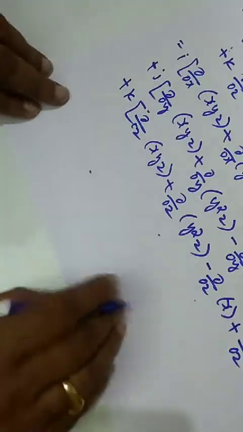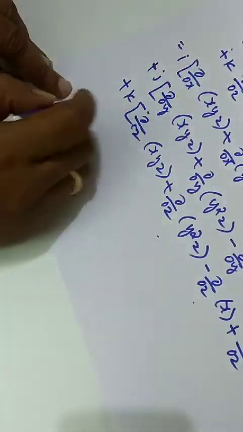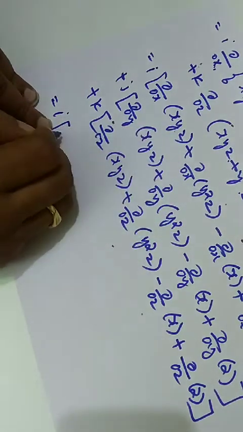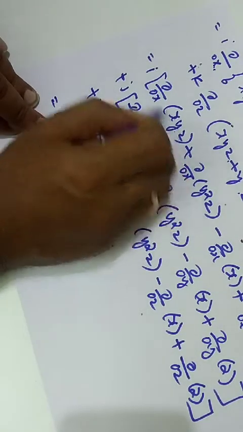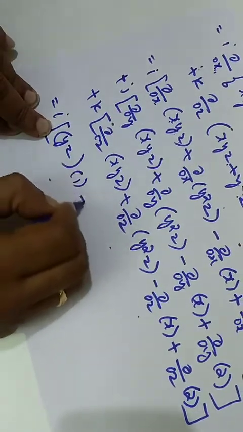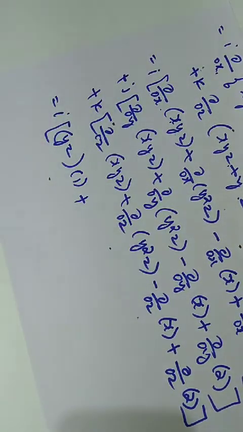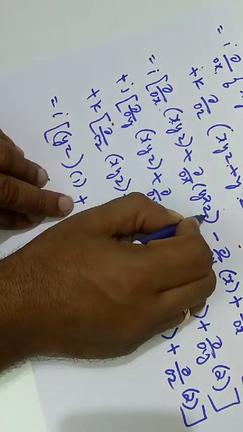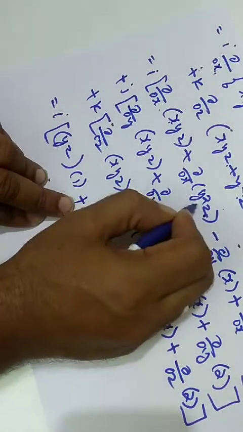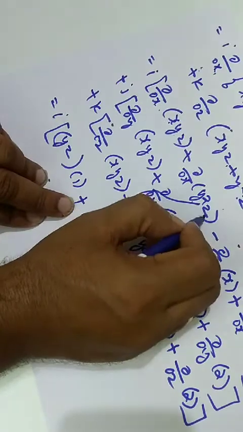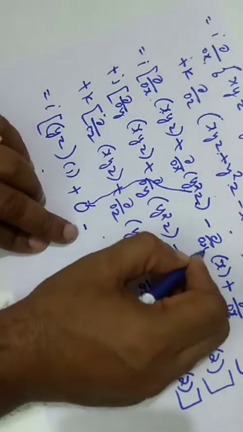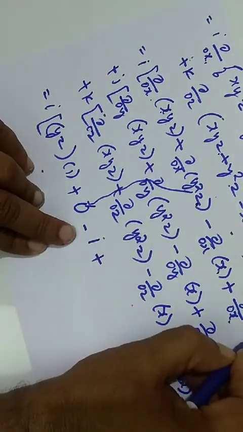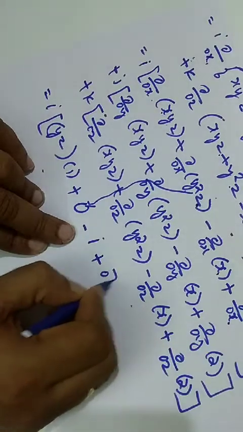Now let us differentiate this properly. i into, with respect to x I am differentiating, yz is constant, take yz outside, dou by dou x of x is 1. Take the constant outside and then differentiate. Now with respect to x, both y and z are constant, so 0, minus. Differentiation of x is 1. With respect to x, 2 is a constant, so 0, that is over.